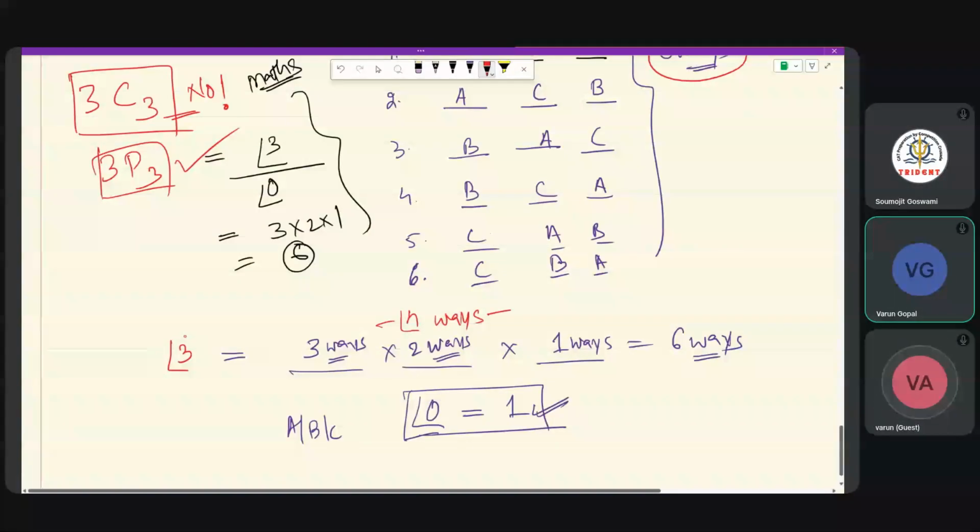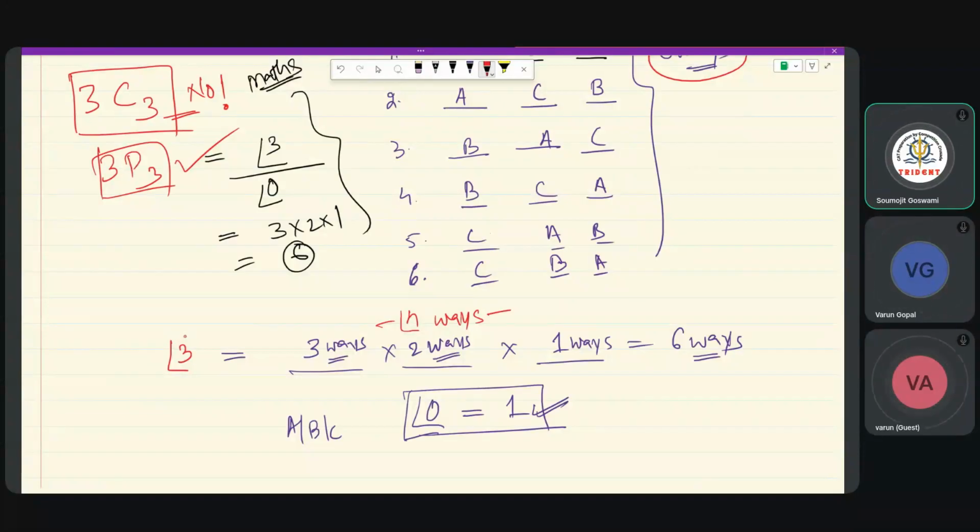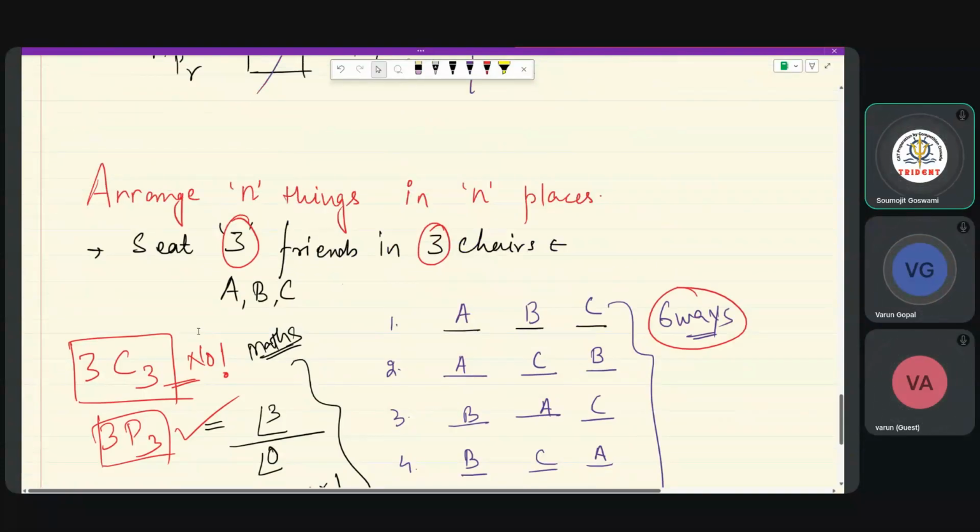I have a doubt. Here I understood there's a total of 6 ways. What if, when this NCR scenario comes, we have to put in a certain order, like A comes first? That is not NCN. This is a typical case of that. I am giving you an illustration of arranging n things in n places. Now you are getting confused. You are trying to put NCR equivalent to NCN, which is not the case.